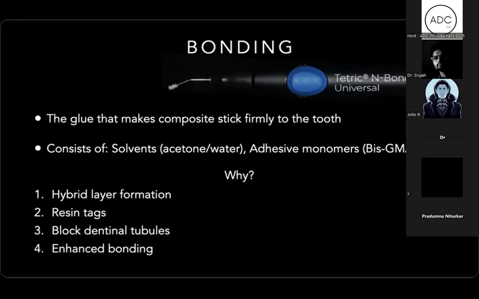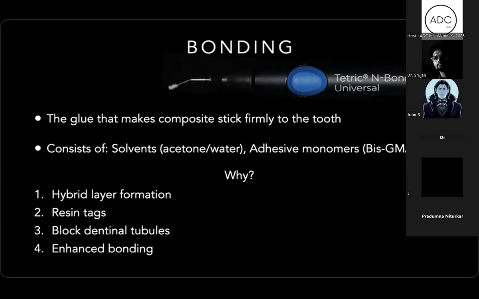Now, what does the bonding agent have? Solvents, acetone or water, and adhesive monomers. I rarely go into the theoretical part, but I'm telling you it has acetone, which is an alcohol based solvent, because we need to get rid of the excess solvent. Okay, I am going to tell you how.